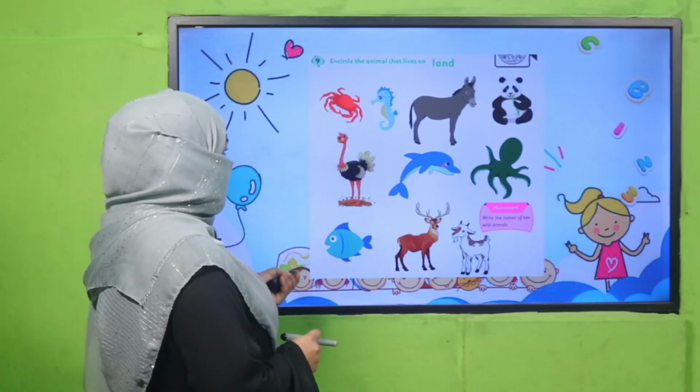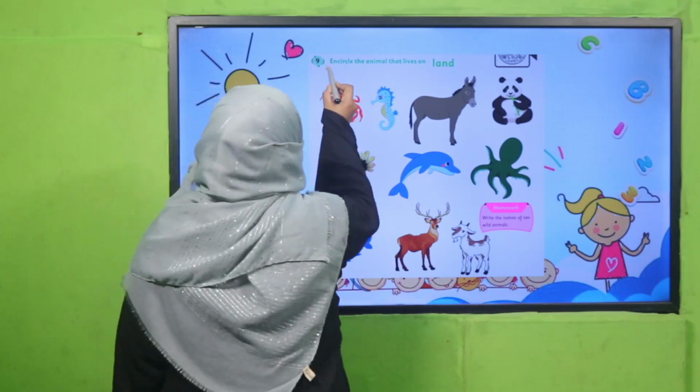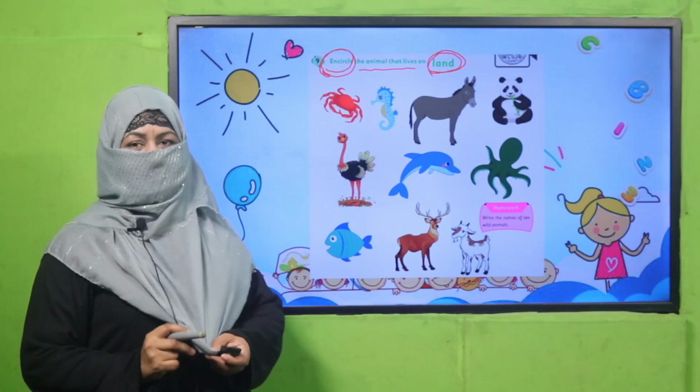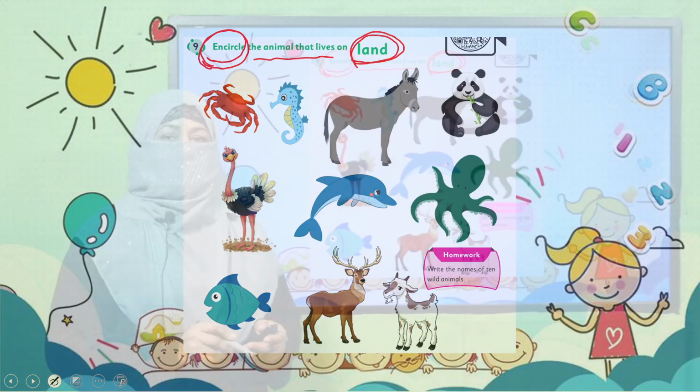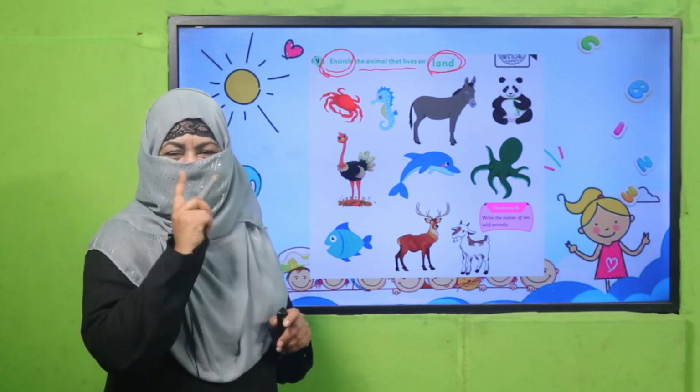All right. So now all of you open your book, look at these pictures, and you will encircle the animals that live on land. Okay. Only those animals who live on land, you will encircle them. Pause the video, complete this task in your book, and then come back. Yes, my dear children, are you done with it? Good job. I know it was easy for you.